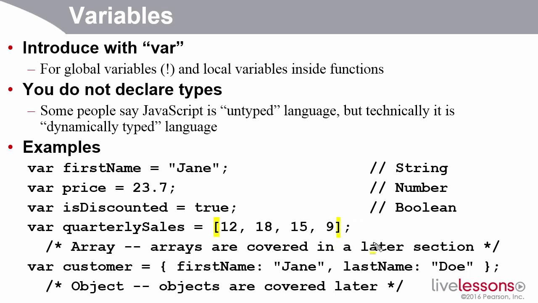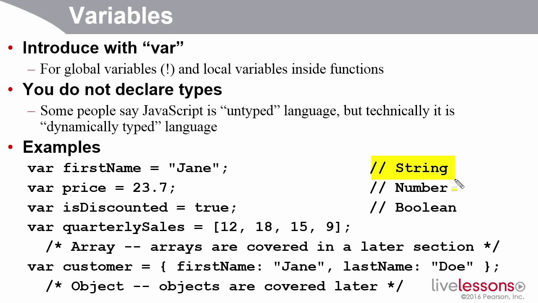Arrays that have square brackets and objects that use curly braces. Those are types as well. We'll cover those later. And in fact, functions in some sense are a type. We'll cover that later in this section. All right, so you use var to introduce variables. And just as a quick aside, there also are comments. So if you have two slashes in a row, then the rest of that line is ignored by JavaScript.